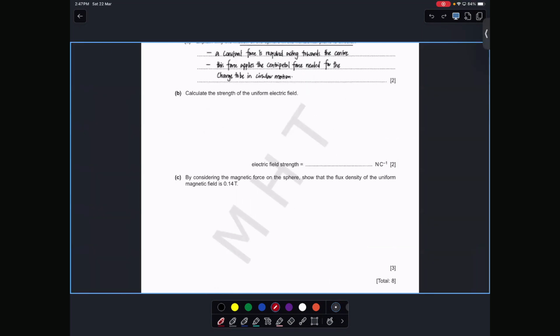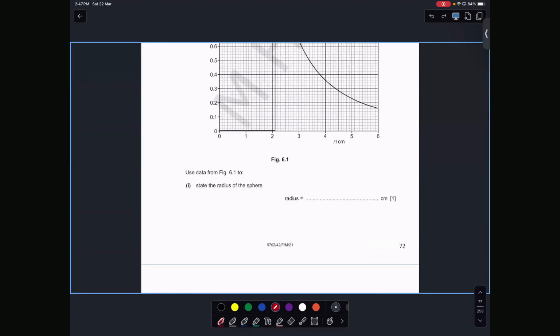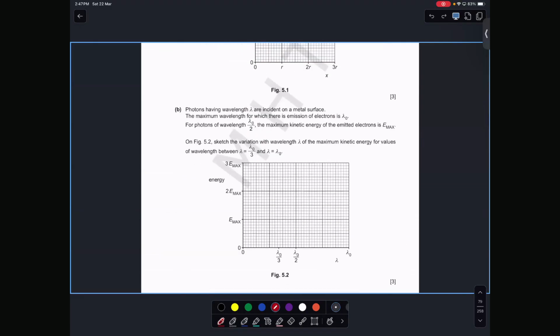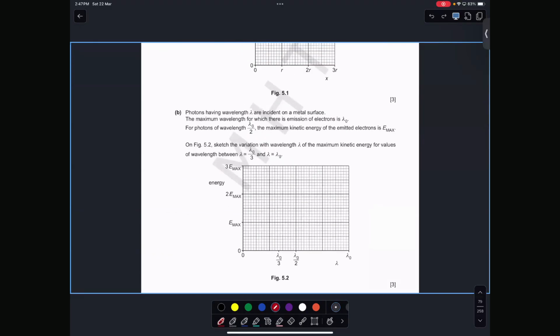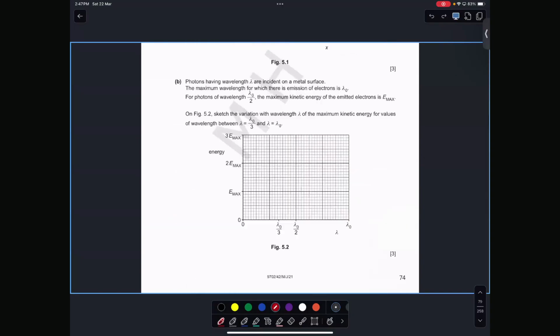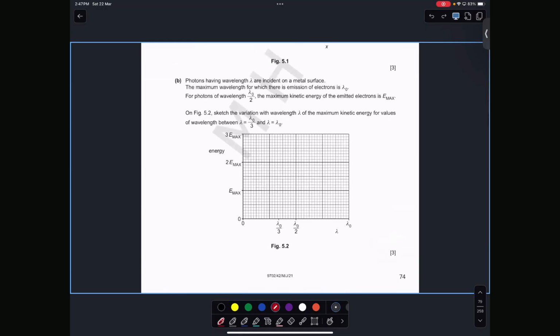5B. Interesting. I think the question is about quantum physics, but we'll do the whole thing.